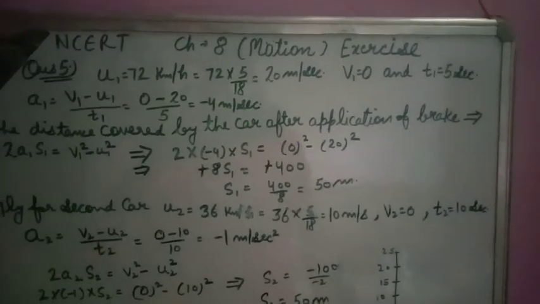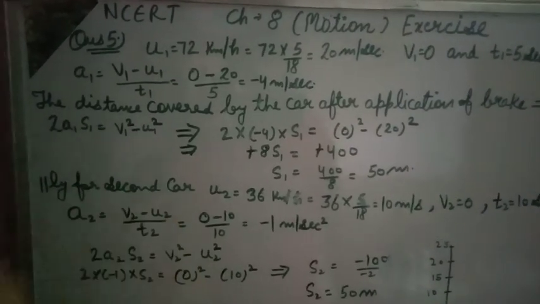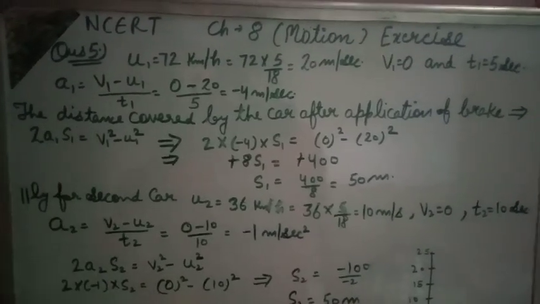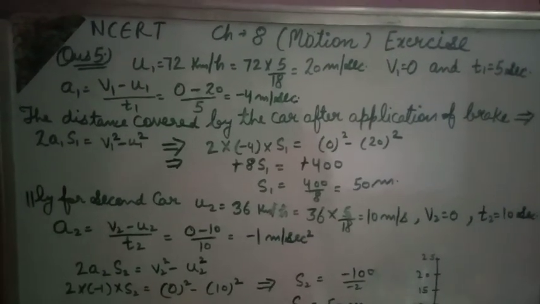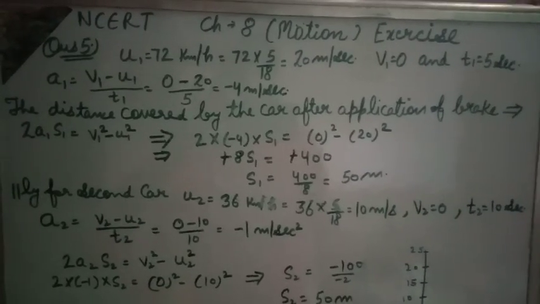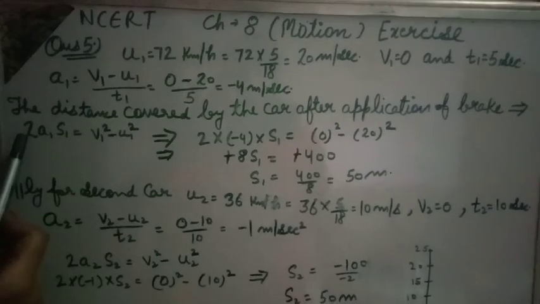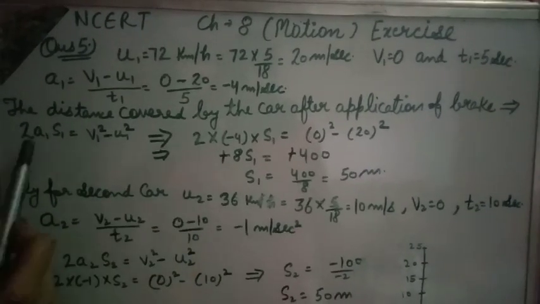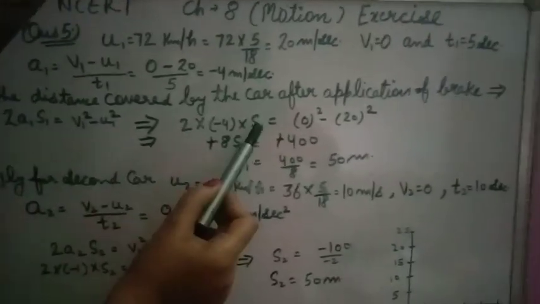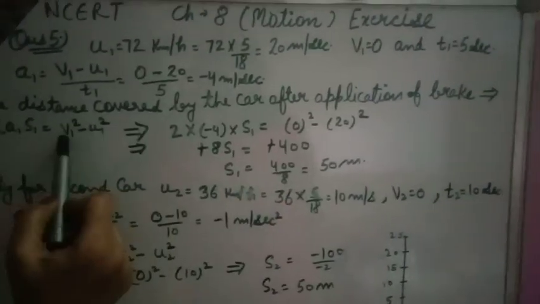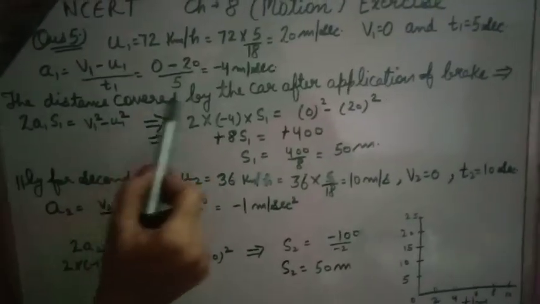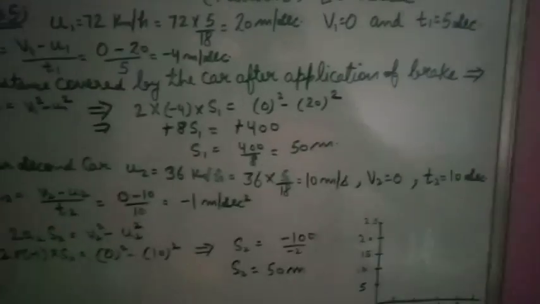Why have I chosen this equation? Because the value of v I know, u I know, a1 I know. I have to find out the value of s only. So I will choose the equation as per my convenience; the more values I know, I will use that equation. 2 will remain as it is. Value of a1 is minus 4. Value of s1, that I have to find out. Value of v1, that finally my car will come to rest, is 0. Value of u1 I have found out from here, 20.